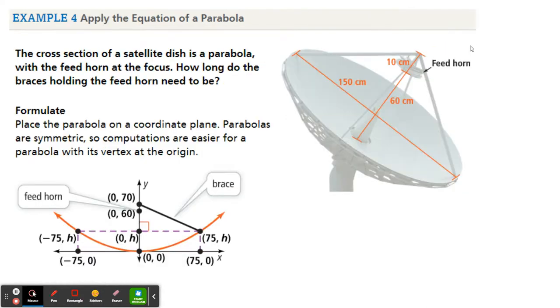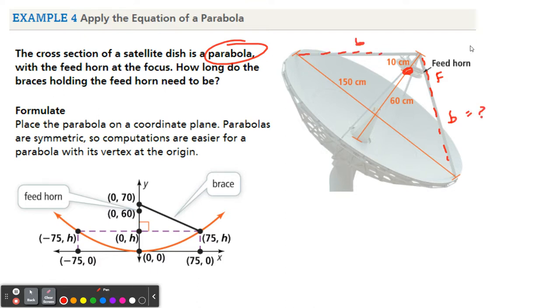Okay, and let's do one more question here. So here's the real application part of this. It says the cross section of a satellite dish is a parabola, with the feed horn at the focus. So this feed horn right here is at the focus. That's our focus. How long do the braces holding the feed horn need to be? So these are the braces right here. Call that lowercase b. We need to figure out what that length has to be.